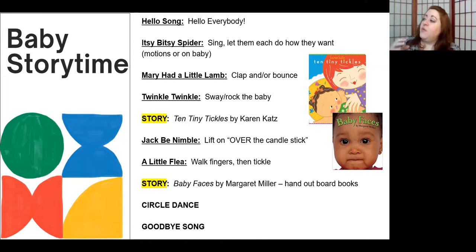And then again, a couple more rhymes. Jack Be Nimble, where they could lift the baby up, or over the candlestick, things like that. At the end, we did a circle dance, which was just putting on some song. It could be any song, walking around for 8 or 16 counts, and then in for 4 and out for 4, and then repeating, just to get some more movement. And they could hold and bounce the babies as we did it. Not a long song, just a minute or so. And then the goodbye song.